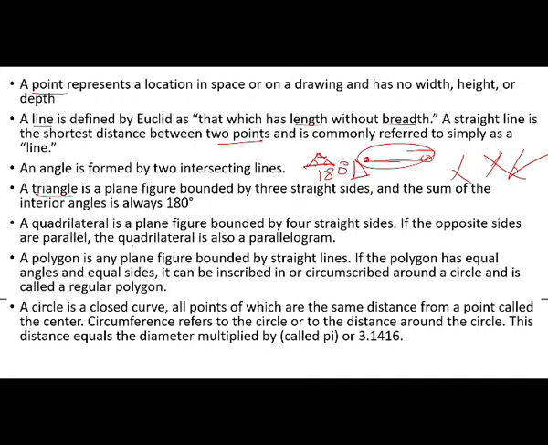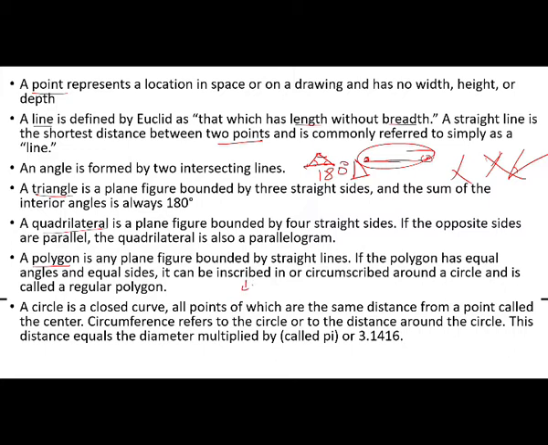A quadrilateral is a plane figure bounded by four straight sides. If the opposite sides are parallel, the quadrilateral is also a parallelogram. This is the definition of quadrilateral. A polygon is any plane figure bounded by straight lines. If the polygon has equal angles and equal sides, it can be inscribed.